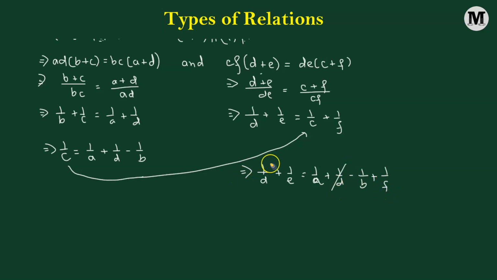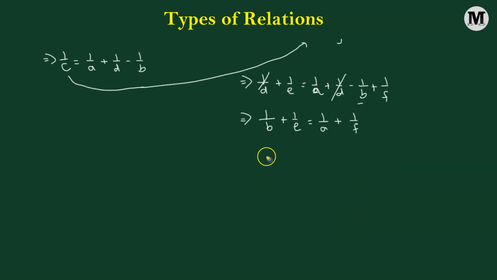So here we can immediately cancel out 1/D from both sides. We'll transport this negative 1/B to the left hand side, and that's going to give us 1/B added to 1/E. And on the right hand side we have 1/A added to 1/F. Fine. So let's further simplify. We now have (B plus E) divided by BE. This is going to be equal to (A plus F) divided by AF.